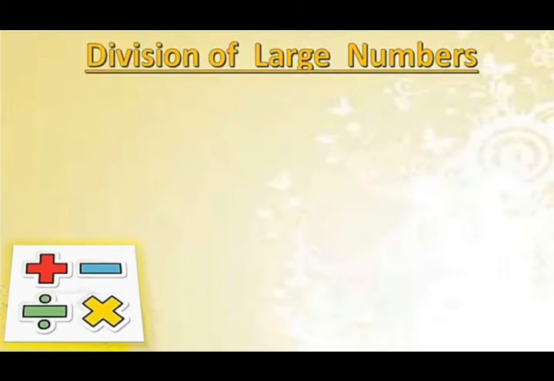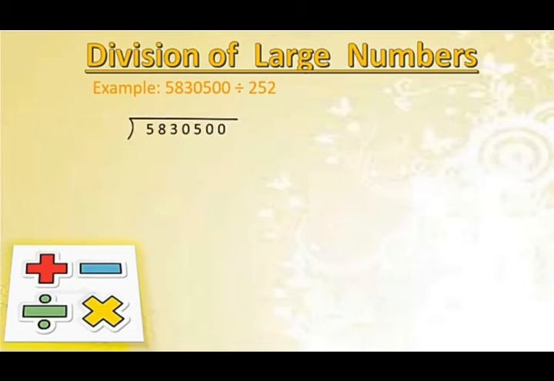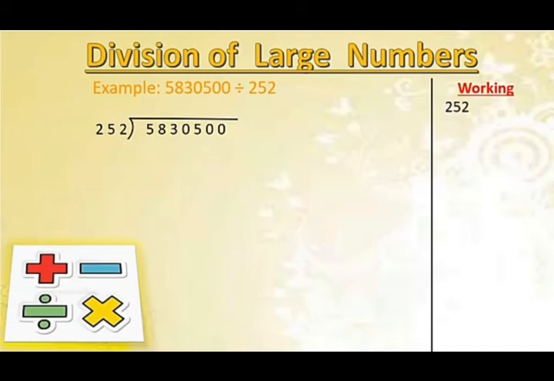Let us learn now division of large numbers using long division method. Let us take one example. 58,30,500 divided by 252. For division, we have to follow few steps. In working column, find the multiple of 252, which is either equal to or smaller than 583. 252 into 2 is 504. So, write 2 as the quotient above 3.